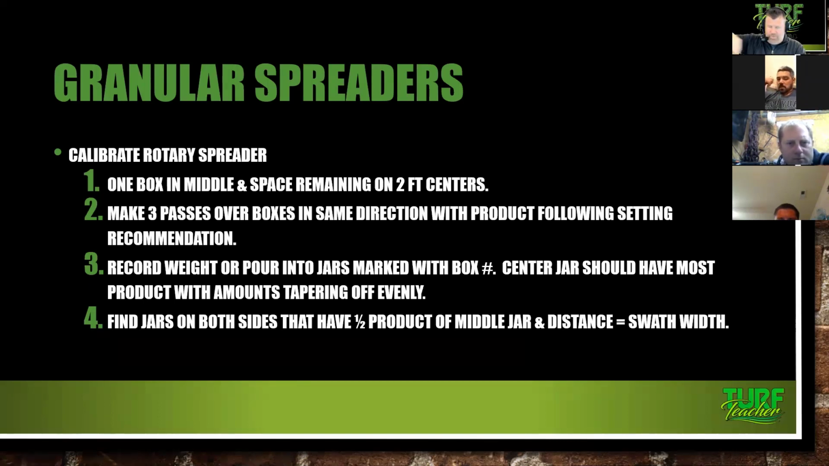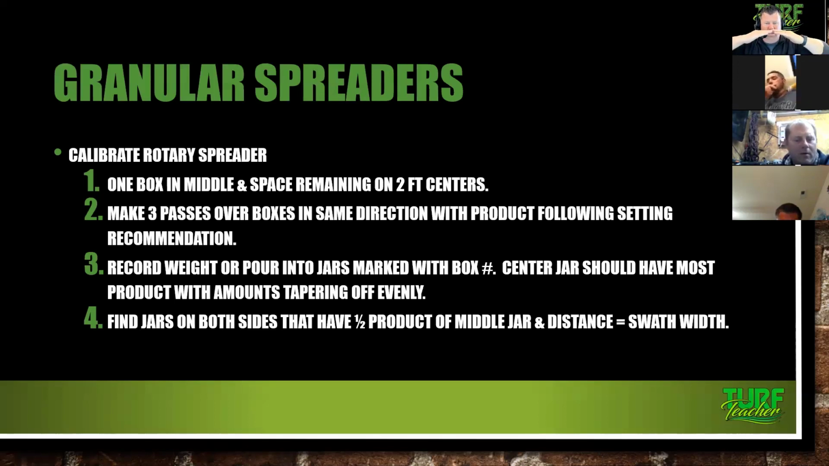You're going to go over these boxes. So you're going to go over it with the spreader on, come back around and go over it again, and then go over it a 3rd time. So make 3 passes in the same direction. You're going to record the weight, or better yet, pour them into jars marked with the box number. The center jar should have the most product with the amounts tapering off evenly.